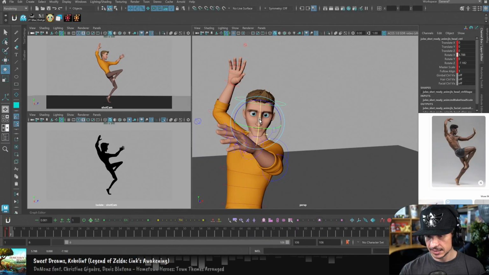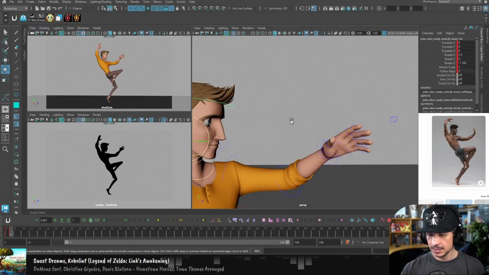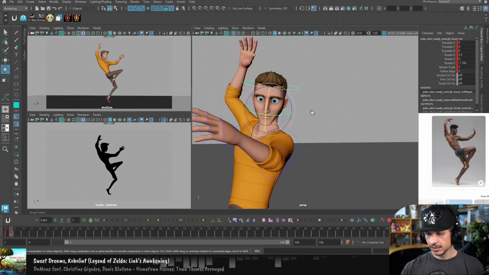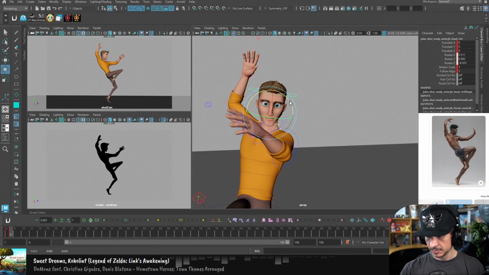So the head's slightly down. I can see that in my reference. And I'm just going to follow the angle of the body slightly here from the front view.